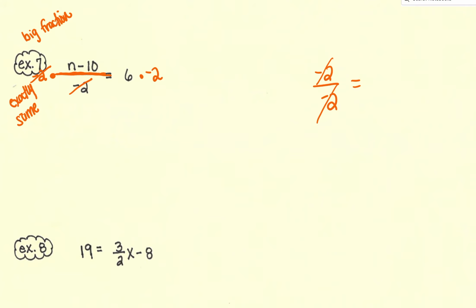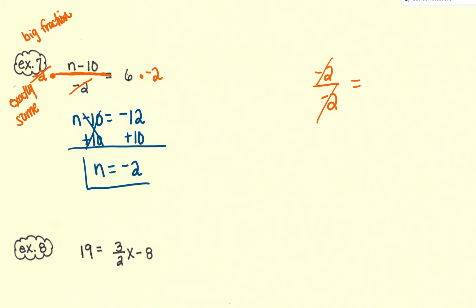So then I'm going to have to bring down my n minus 10 is equal to positive times negative, which is a negative 12. That's a subtract 10, so we are going to do a positive 10. The good guy and the bad guy knock each other out, minus and positive. You have negative 12 plus 10, and your final answer is negative 2.